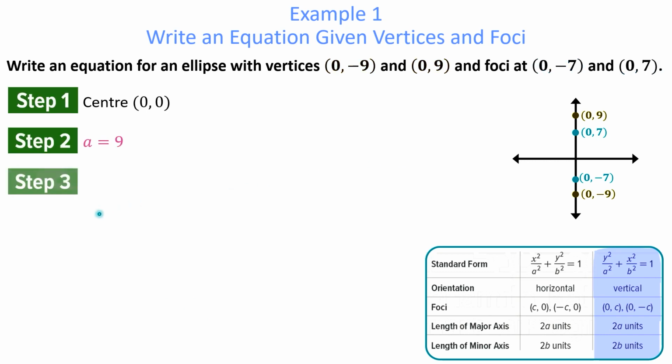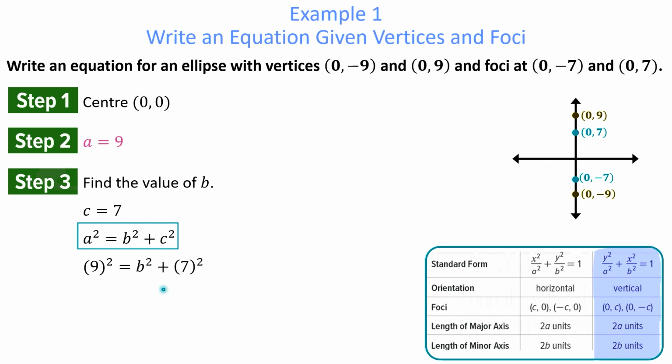Now for step 3, we want to find the value of b. We know that c equals 7. Why is that? Well, because these two foci we can see are 7 units away from the center of the ellipse. So now that we know a equals 9 and c equals 7, we can use this equation here and simply substitute these two values into this equation to give us the following. And if we solve for b squared, we get b squared equals 32. Now we can find out b by taking the square root of both sides. However, we know for the equation of an ellipse, we'll be wanting b squared. So I've left it as b squared.